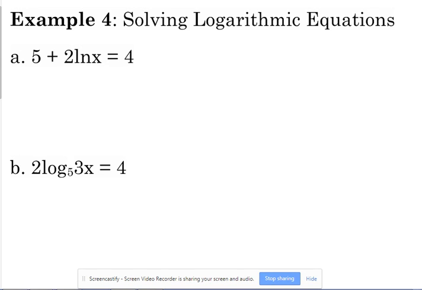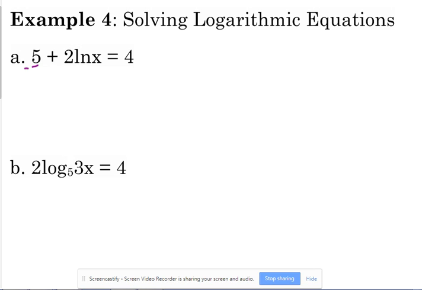Now, please, please, please do not add the 5 and the 2. Again, multiplication comes before addition and subtraction. So it's 2 times the natural log of x before it's 5 plus 2.